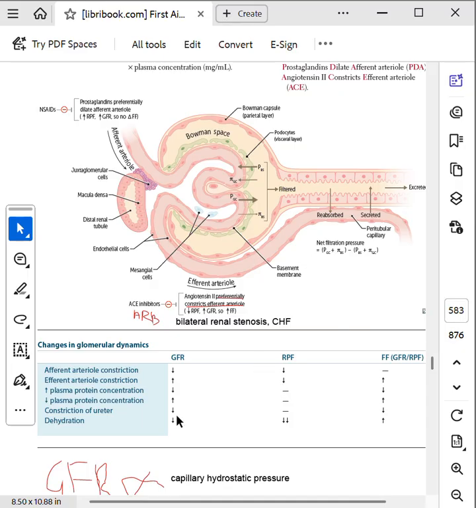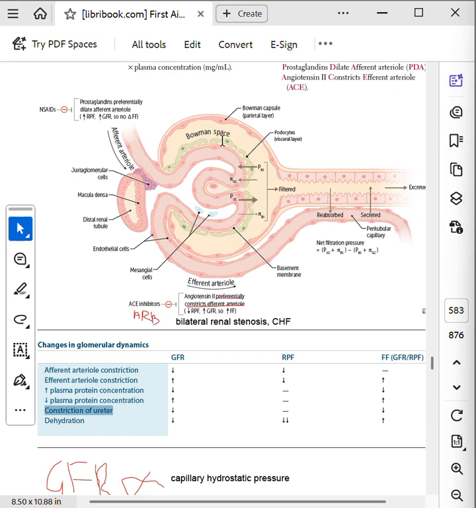The next is constriction of the ureter. Why will I have constriction of the ureter? I may have a stone in my ureter, I may have benign prostatic hyperplasia, or maybe after the kidney there's some post-renal obstruction due to which my ureter is being constricted. Now what will happen if the ureter is being constricted here? This is my urine being excreted. If I put a rubber band around here and there's a constriction here, what will happen?